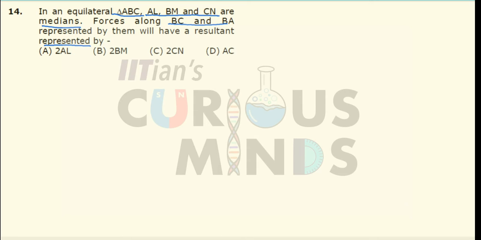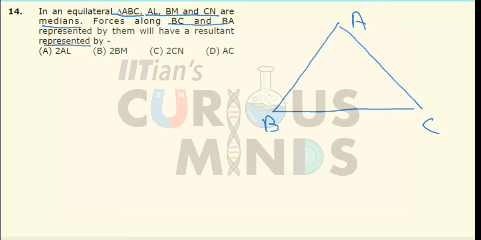Okay. So let us first understand the sum. This is an equilateral triangle, let us say ABC. AL, BM and CN are the medians. AL, this is BM and this is CN. In an equilateral triangle, medians and altitudes will be the same. So we have to find out which of them represents the resultant.